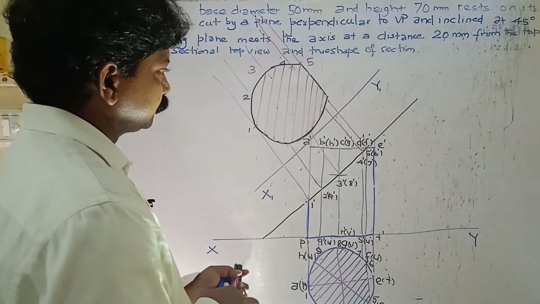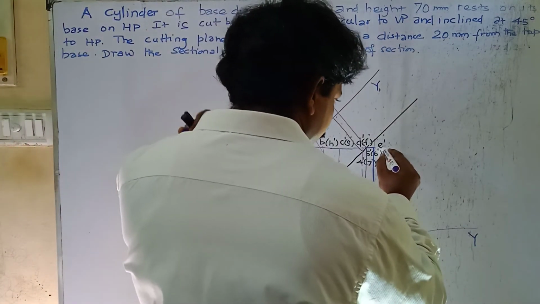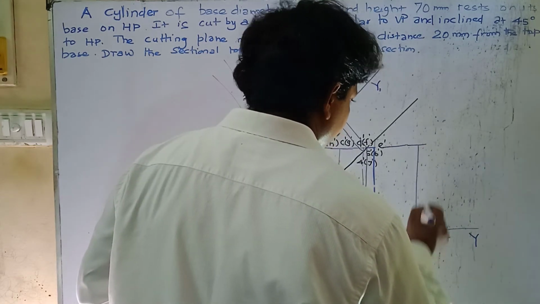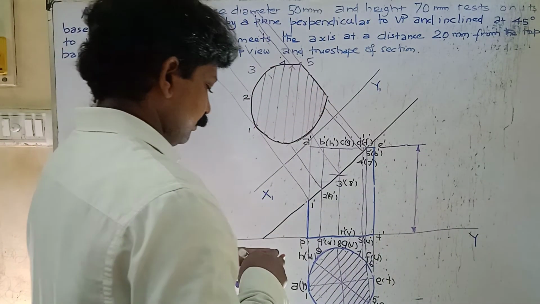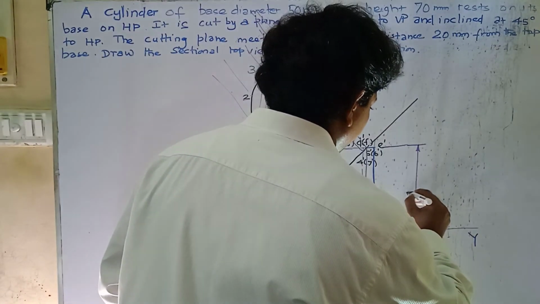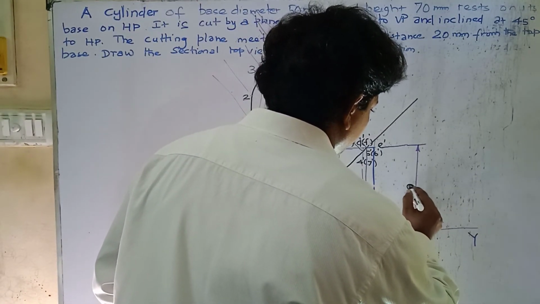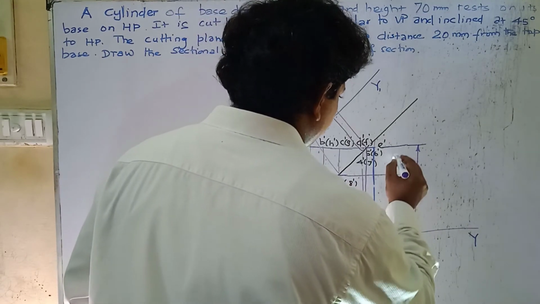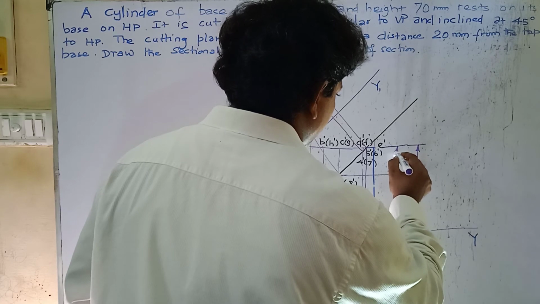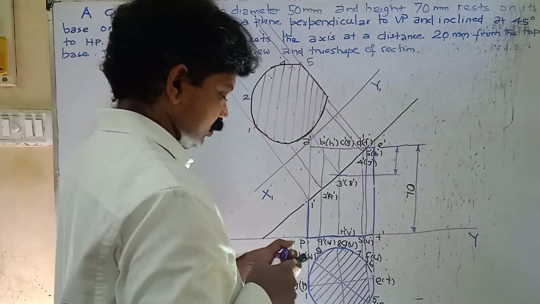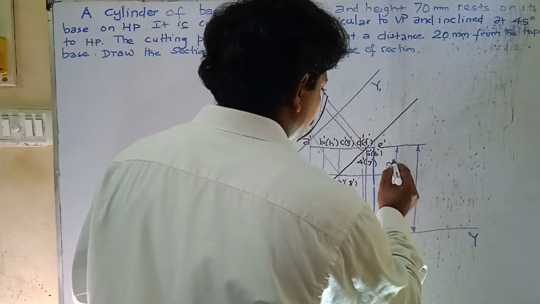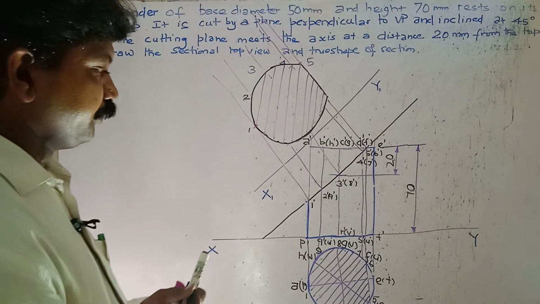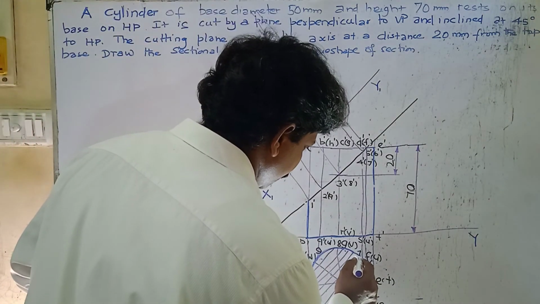Now mark the dimensions. The axis height 70 mm, and the cutting plane position 20 mm from the top base, and base diameter 50 mm.